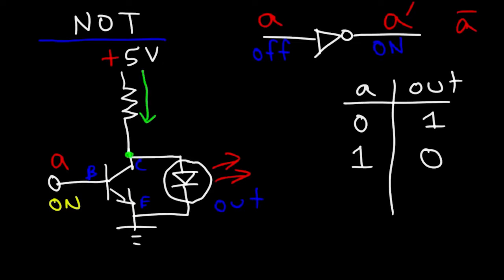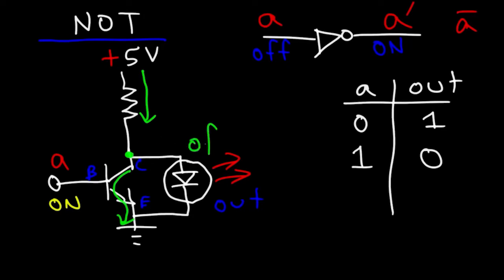Now, once it gets to this point, it has two options. The current can flow to the right or it can flow to the left. Now, electricity will always take the path of least resistance. And if the transistor is on, then the path of least resistance is from the collector to the emitter. So therefore, no current will flow in this direction.